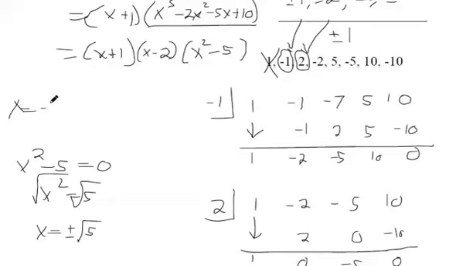x equals negative 1, x equals 2 are roots, and x equals square root of 5, and then x equals negative square root of 5. Those are all the possible real zeros for this function. We found all 4 of them.